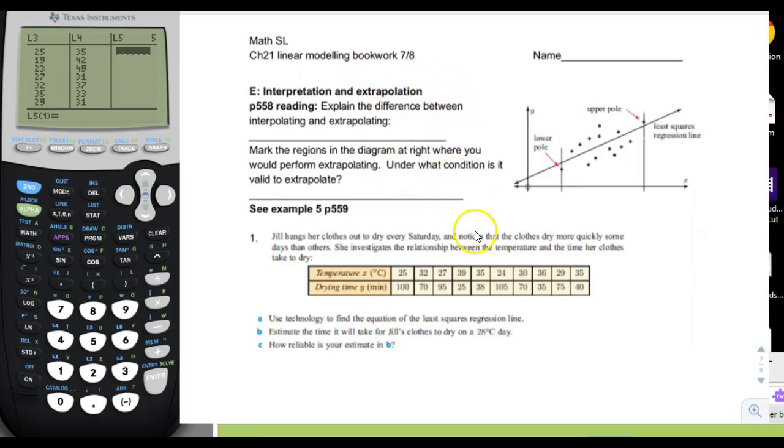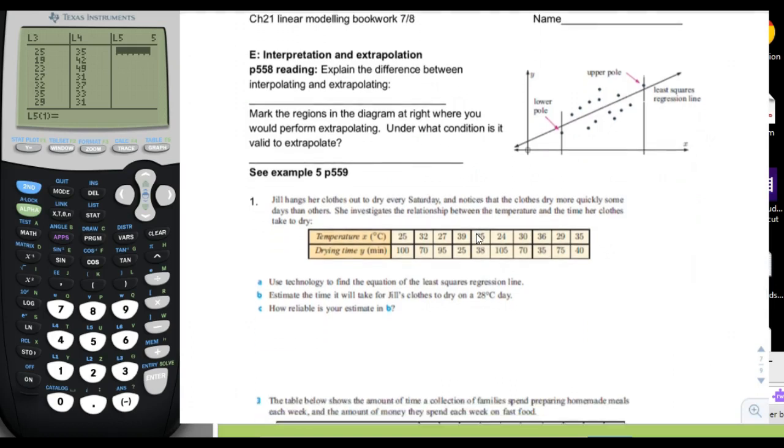Okay, page 7 and 8. I'm going to do both of these pages on one video. Part E, interpretation, I'm sorry, this should say interpolation, and extrapolation. Explain the difference between the two.